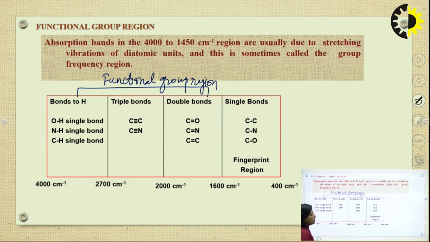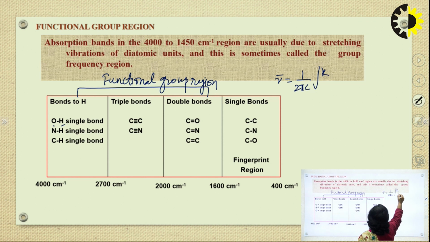What are functional group regions? Those whose valencies and bond strengths are fixed. When we are talking about an OH bond, then O is fixed, hydrogen is fixed. So we can determine the frequency by the formula nu bar is equal to 1 upon 2 pi c root k by mu. When we talk about this k and mu, we can find out a mean frequency, which is known as wave number here. By this determination of wave number, we can find out the average frequency.